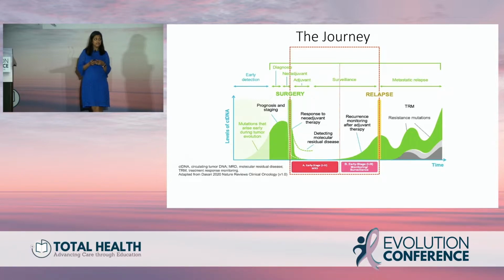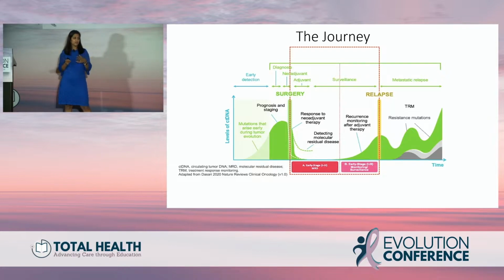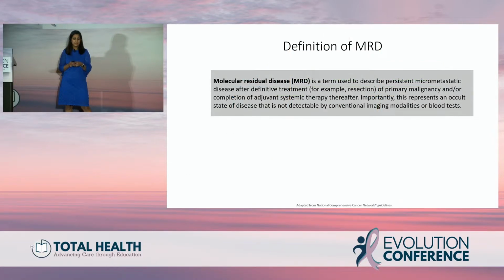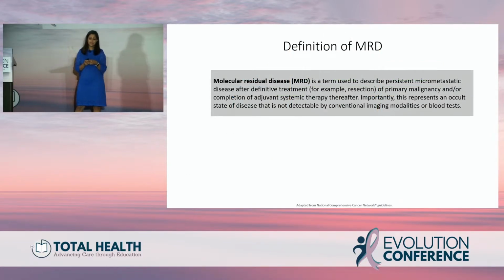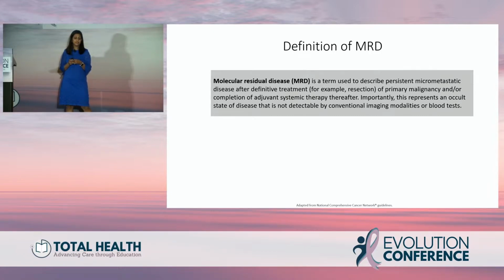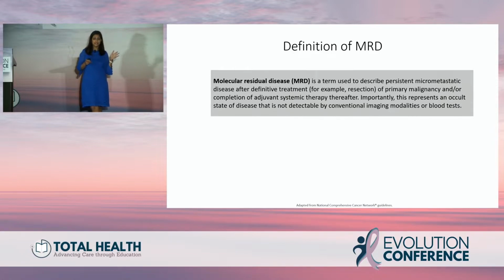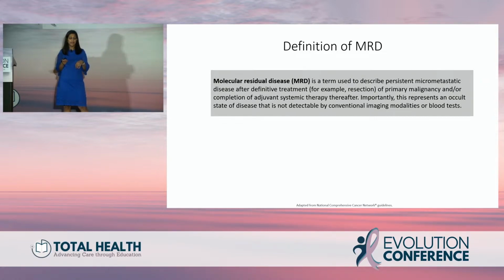I'll give you a definition of MRD, but this is really the concept of trying to detect residual micrometastatic disease after curative intent surgeries. Here's a definition of MRD I like: the description of persistent micrometastatic disease after definitive therapy, so resection of a primary or after completion of adjuvant systemic therapy. The idea with MRD is that you can detect an occult state of disease that conventional imaging may not detect. When I'm trying to explain this to my patients, I tell them you need 1 billion cells before you can actually see anything on a CAT scan. So we're really moving the needle in terms of the limits of detection of trying to detect if there is any tumor DNA in the blood.